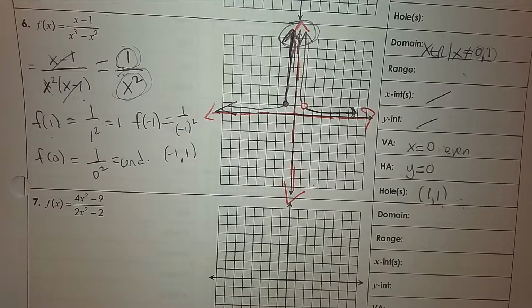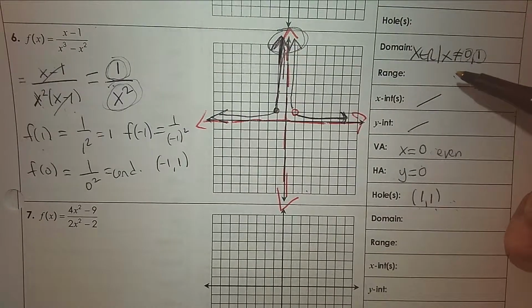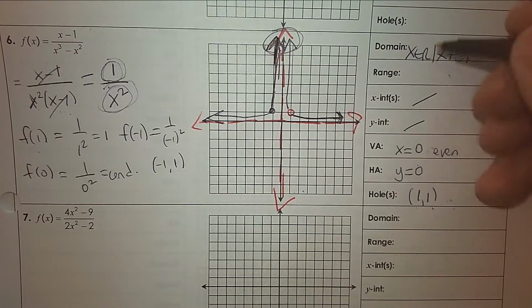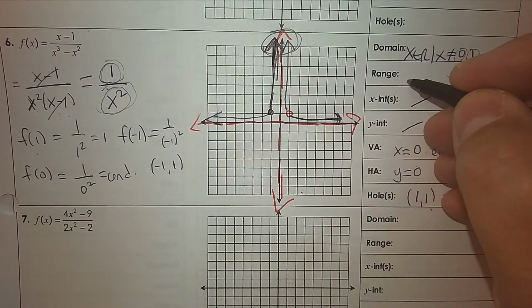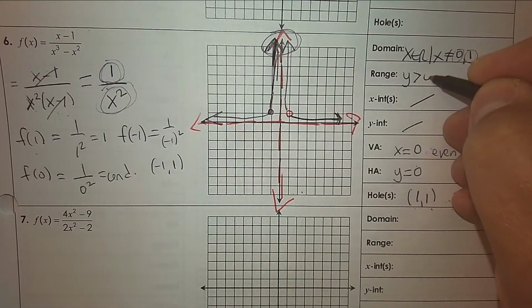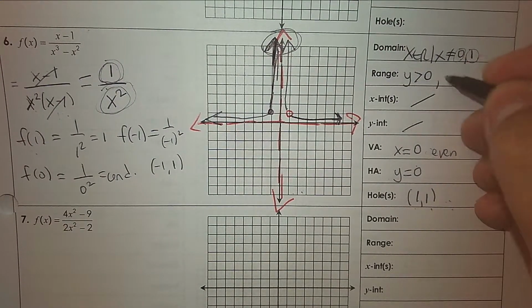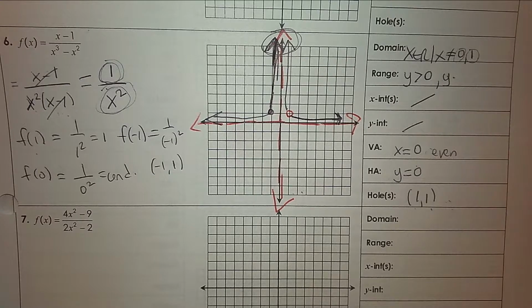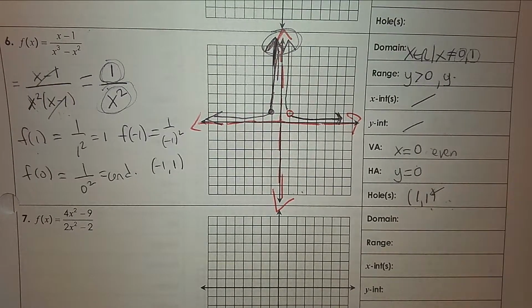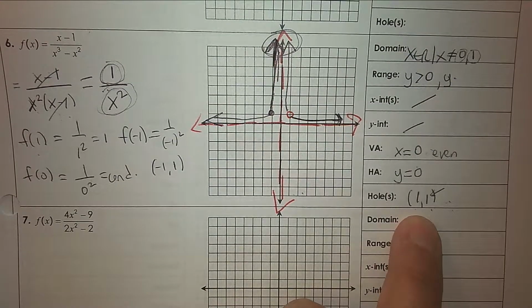All right. I want you to notice for the range, y is greater than what? So for the range, I'm just going to write down that y is greater than what number? What else can y not be? Now, this is an intriguing one. I want you to notice that we would have put down the y value of the hole, which is what?